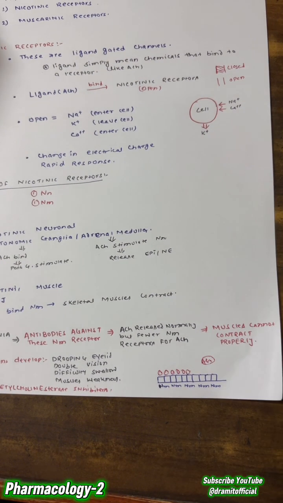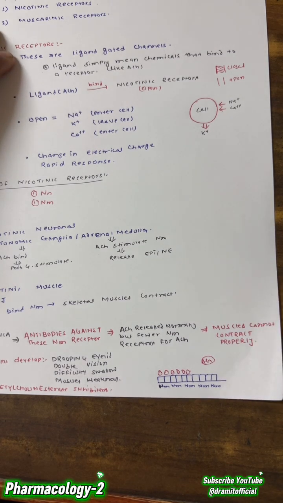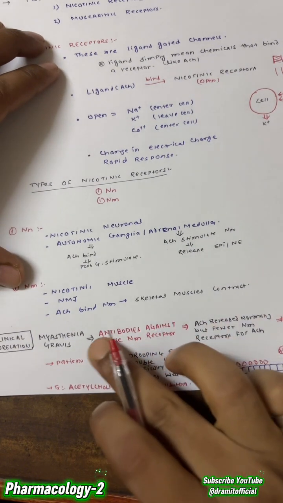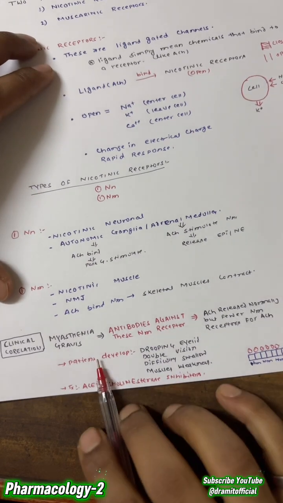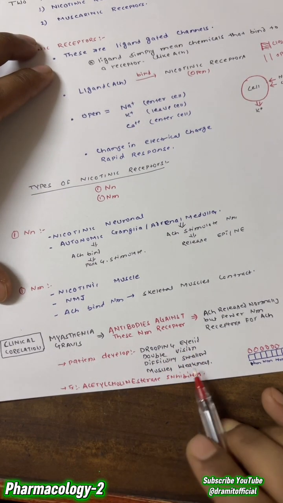So what happened? The normal function of the NM nicotinic receptor is to contract the muscles. So in myasthenia gravis, the muscle will not contract properly. This is the main problem in myasthenia gravis. The patient will develop drooping eyelid, double vision, difficulty swallowing, and muscle weakness.